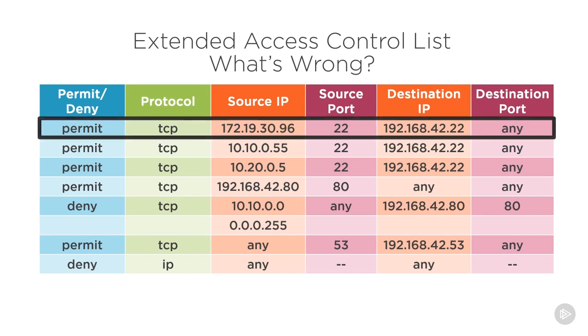So if we take a look at that first line, when we SSH to a device, and we're coming from my workstation at 172.19.30.96, going to 192.168.42.22, and I want to SSH to the 42.22 address, my source port is going to be unknown because it's going to be ephemeral, and my destination port is going to be 22.